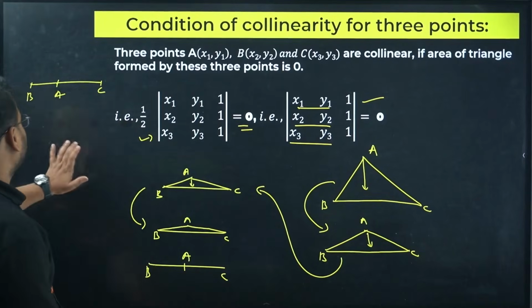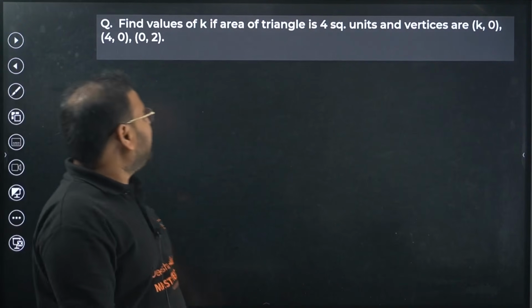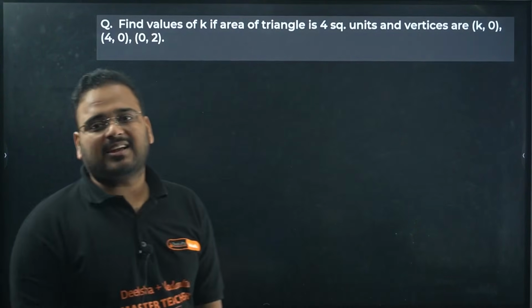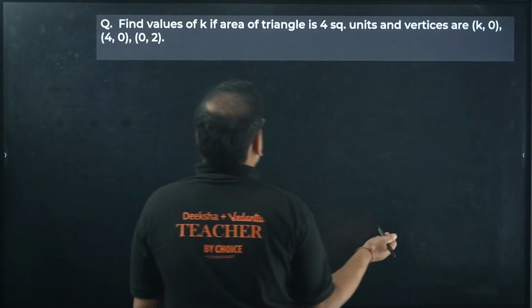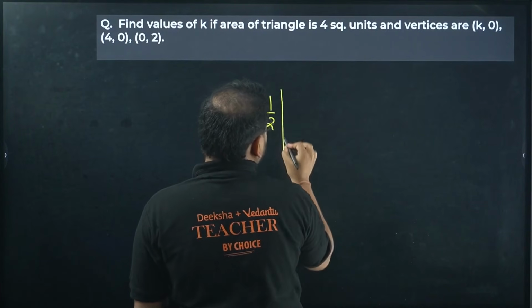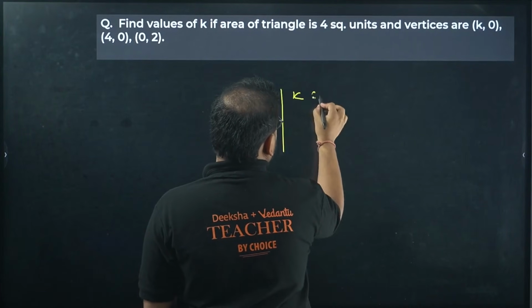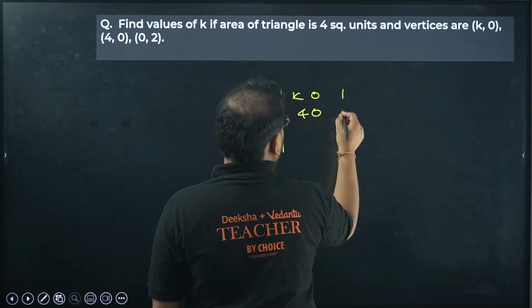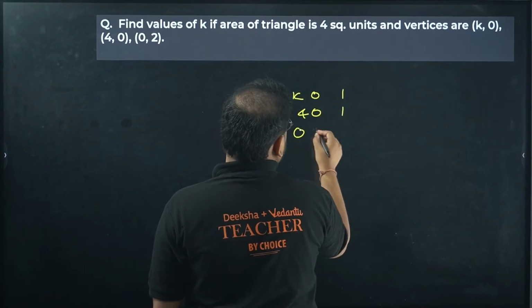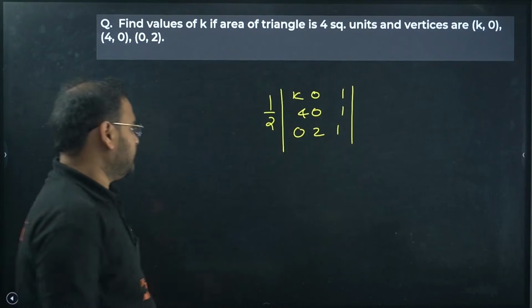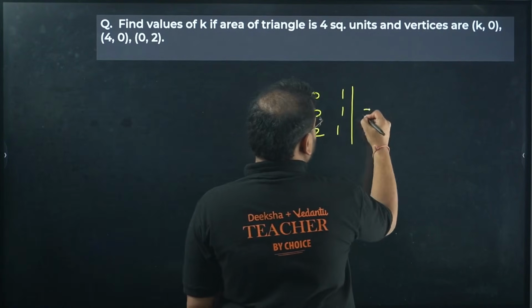Yes, let us continue. Find the values of k if the area of triangle is 4 square units and the vertices are (k, 0), (4, 0), (0, 2). Area of triangle is 1 by 2 times the determinant with rows k, 0, 1; 4, 0, 1; and 0, 2, 1. Am I right? This is given as 4.